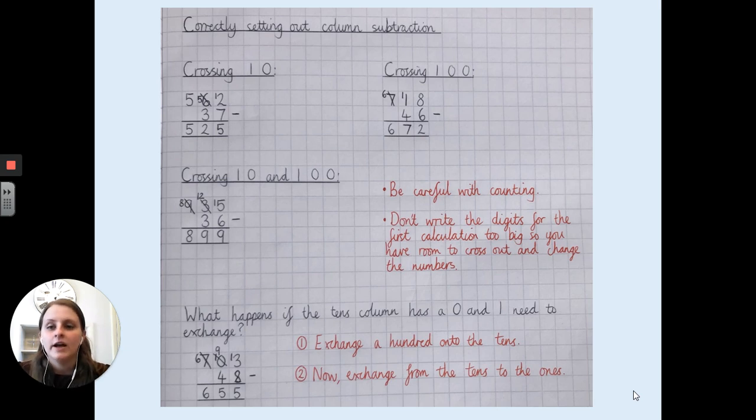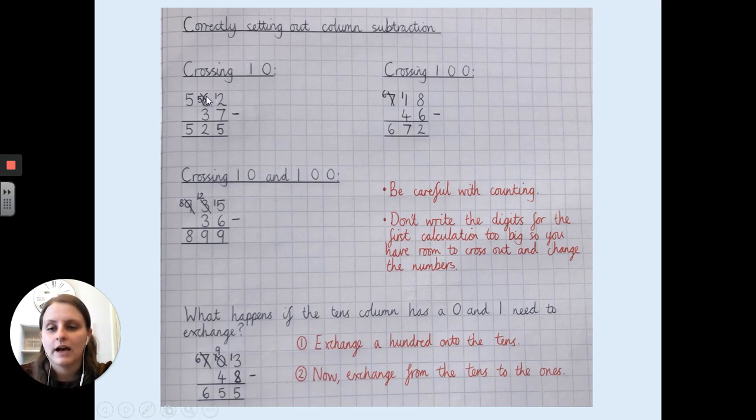If we are crossing a 10, so if we have a number in our ones column where the top number is smaller than the bottom number, so 2 ones is less than 7 ones, then because my 2 is on the top, I will have to exchange. I'll need to borrow a 10 from the tens column and move it across. As we know, if we were doing this using base 10, I would cross out one of my 10 sticks, draw 10 ones, and then cross 7 of those to find my answer. But we don't need to do that if we know this method.